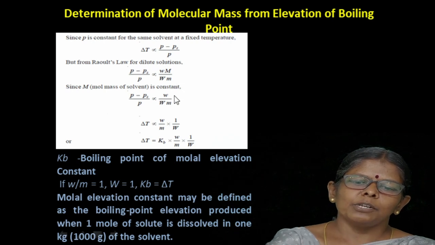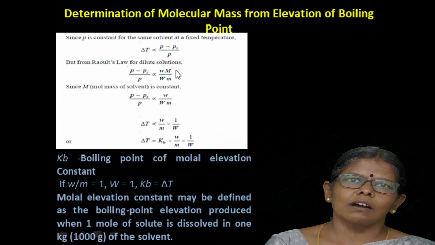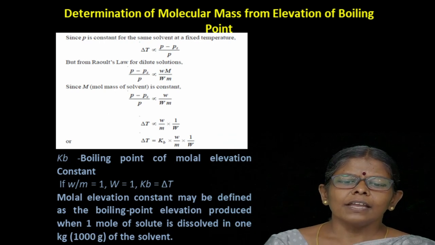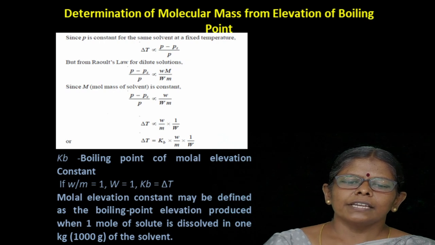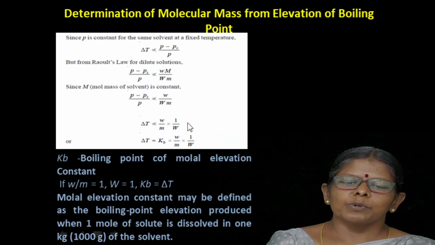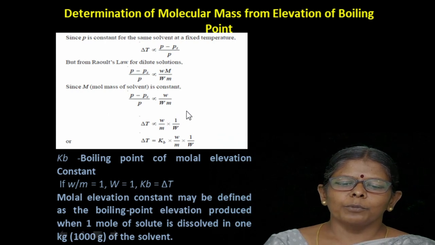Whereas capital W divided by capital M, which is written in the reciprocal form, is called the number of moles of solvent. Here, as we are taking the molecular mass of the solvent to be a constant, we are ignoring the term capital M. And this delta T is proportional to the number of moles of solute and the molecular weight of the solvent.